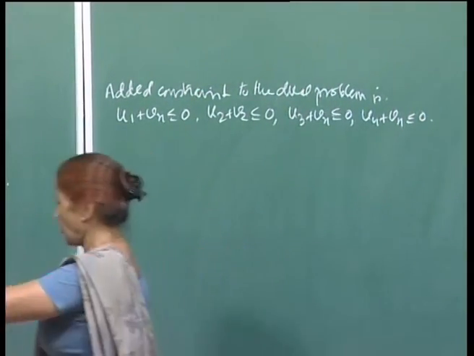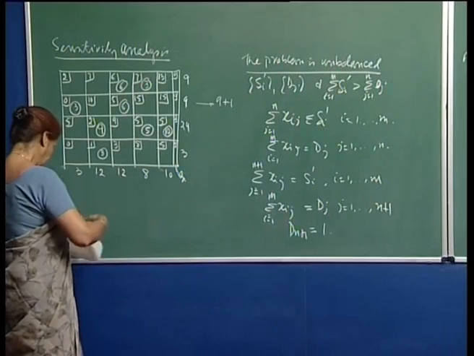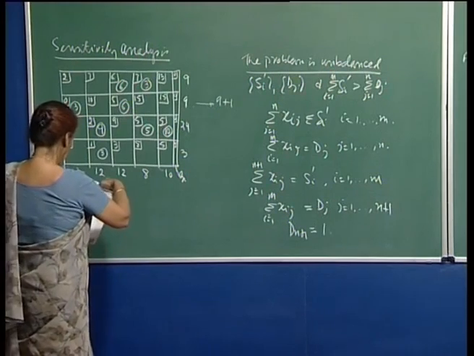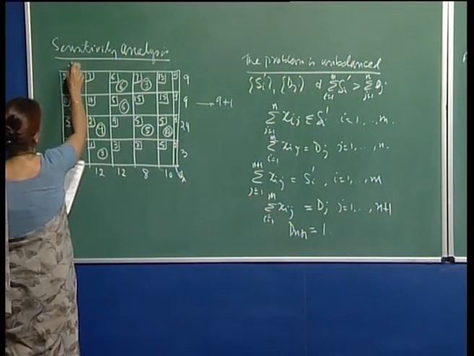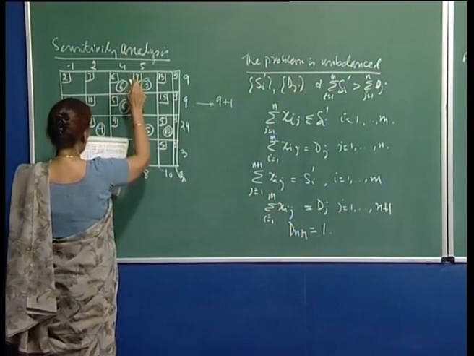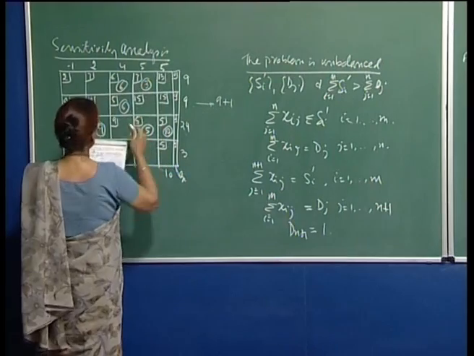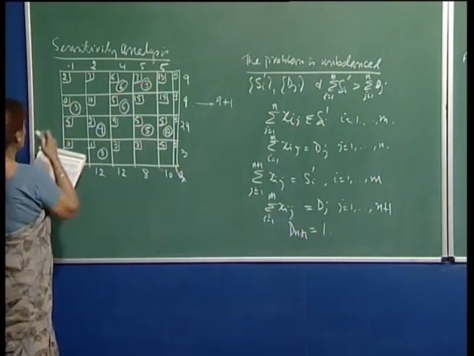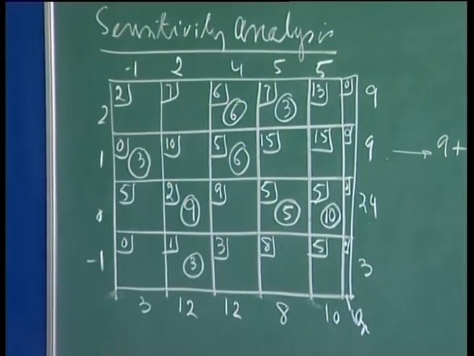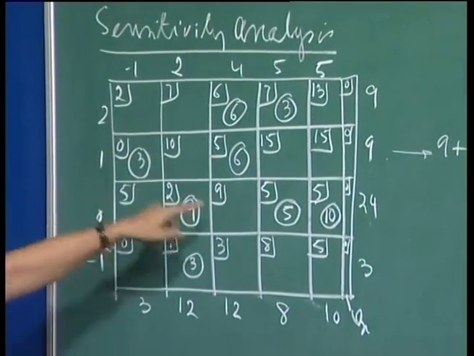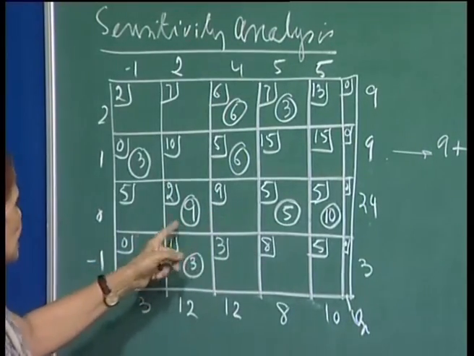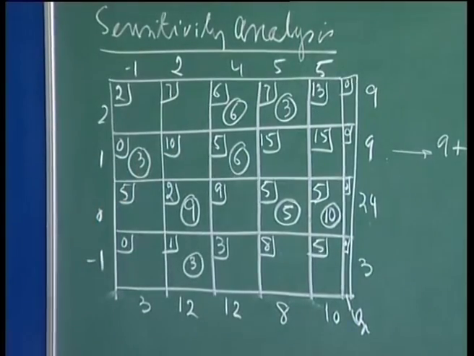So, let me first show you the calculations of the u_i's and v_j's, which I have already done here. This comes out to be minus 1, 2, 4, 5 and 5, and then this is 2, 1, 0, minus 1. You can put this to 0 and then make the computations. I am using the rule that you have the maximum number of basic cells here.